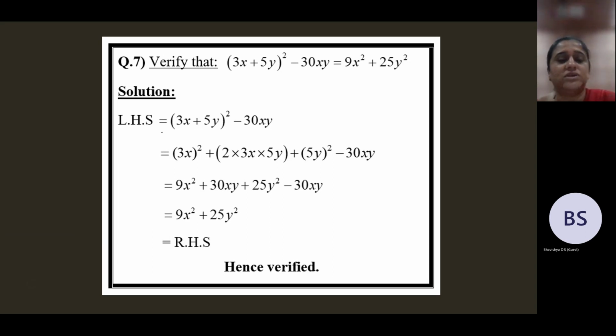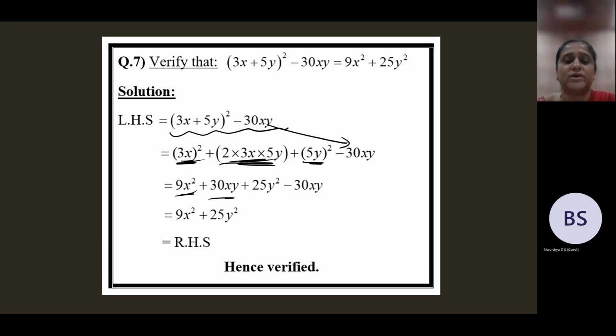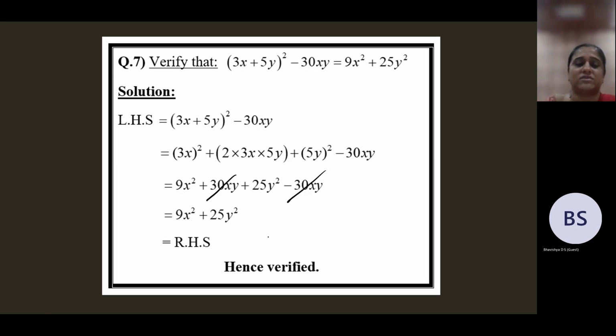So this is the left-hand side, write down that. Now, as you said, (a plus b) the whole square is a square plus 2ab plus b square, and then this minus 30xy as it is. Now this is 9x square, this is 30xy, and this is 25y square minus 30xy. Now plus 30xy minus 30xy gets cancelled. So we are left with 9x square plus 25y square, which is exactly the RHS.